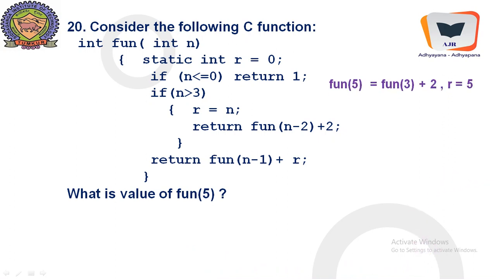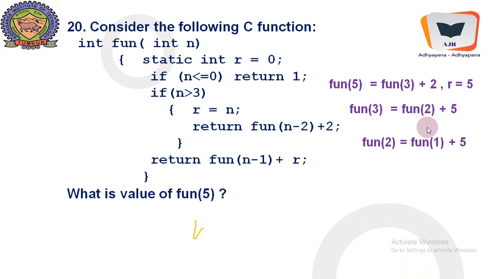In the first cycle, since n is greater than 3, it will come over here. r will become 5 and return function of 3, since 5 minus 2 is 3, plus 2. So r equals 5. Next, n becomes 3 now. It is not greater than 3, therefore it takes the other branch. It returns function of 3 minus 1, which is 2, plus 5. r remains 5 because it is declared a static variable.